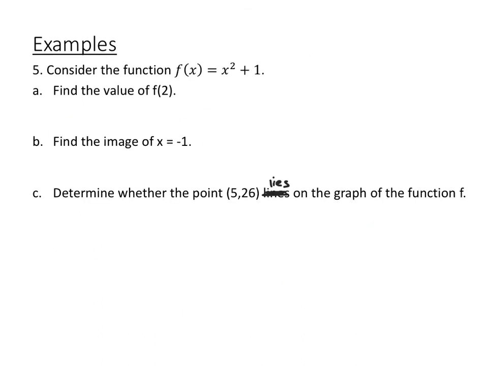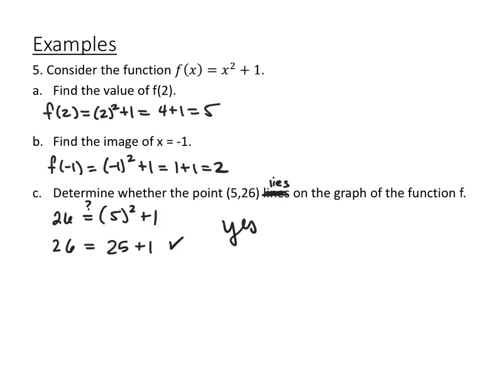So here's a similar question, except this time it's in function notation. Consider the function f(x) = x² + 1. Part A says find the value of f(2). Part B says find the image of x = -1. And part C says determine whether the point (5, 26) lies on the graph of the function f. So go ahead and pause the video and try this example.